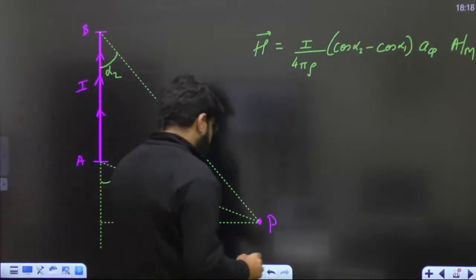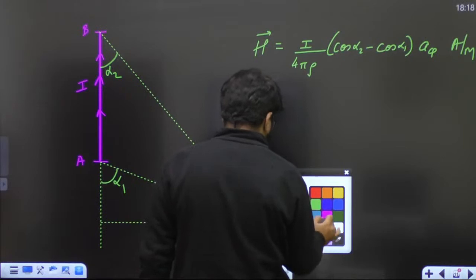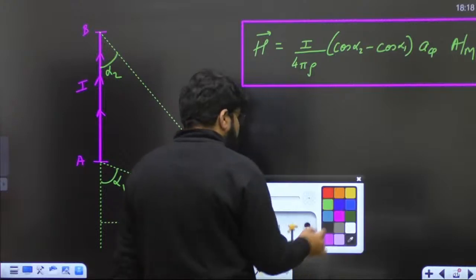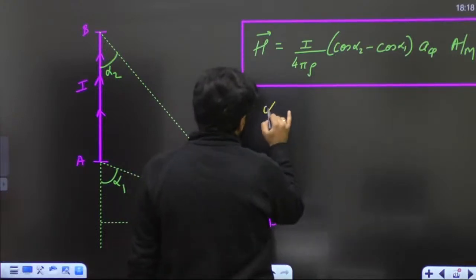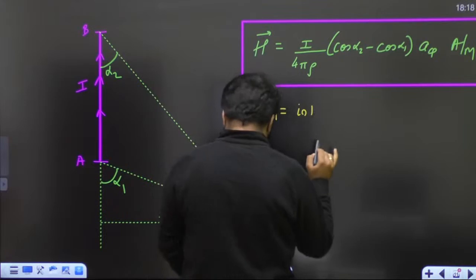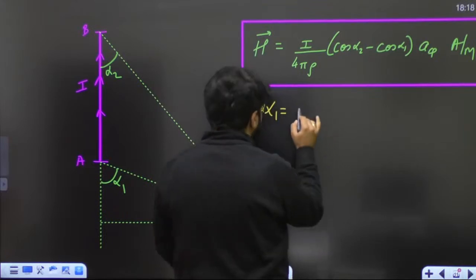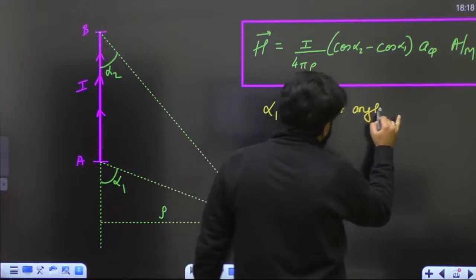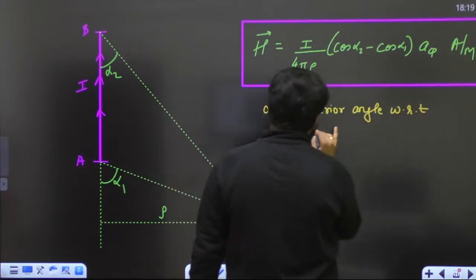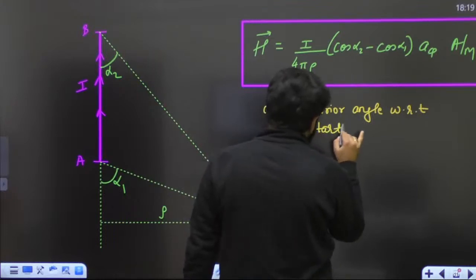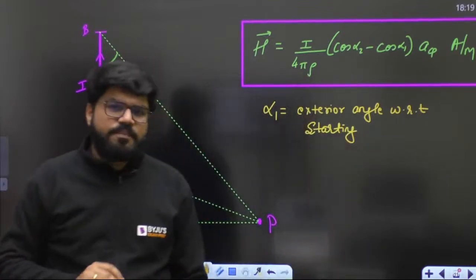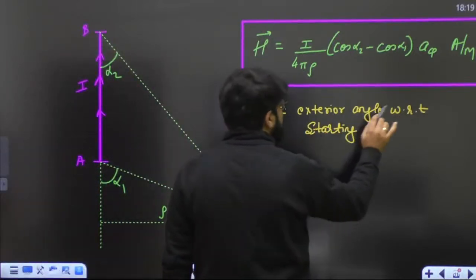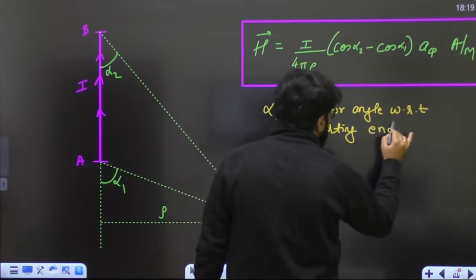So let me mention both of these values here. Okay, that was the formula. Sir, what is the alpha 1 and alpha 2? Alpha 1 exterior. Alpha 1 is known as the exterior angle with respect to the starting end. Guys, I will take all the questions, but let us complete some formula and theory part. Let us revise some formula and theory, then we are going to take the questions all together. Alpha 1 is the exterior angle with respect to the starting end of the wire.